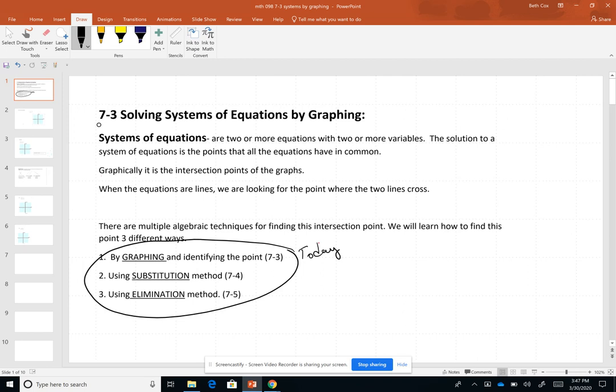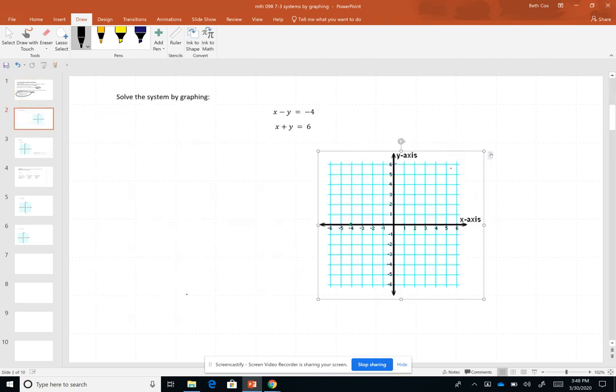So basically, a system of equations is 2 or more equations with 2 or more variables. The solution is all the points that they have in common. Graphically, it's the intersection points of the graphs. We're looking for the points where the 2 lines cross. So here we go. We have 2 equations, and we're going to graph both of them and see where they cross. So I'm going to shift just a little bit. Sorry for the noise. And let's get to work.